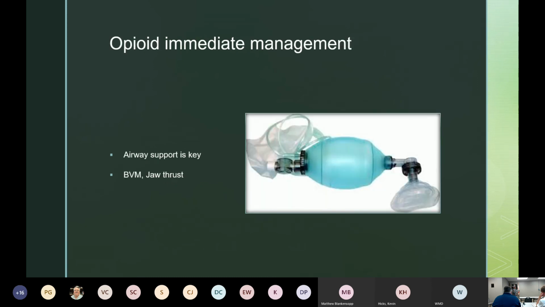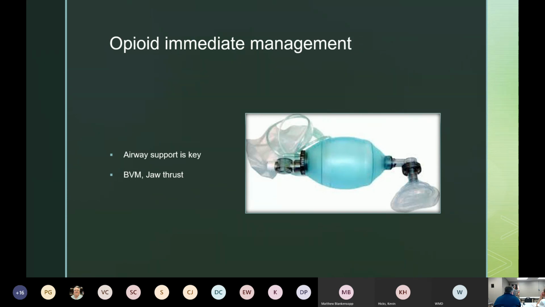So initial management, a lot of people like to jump to Narcan, but airway support is really more important than even giving the Narcan. If you can ventilate the person, if you can do that quickly, that's important while you get the drugs and everything else set up for support of the patient who overdosed.